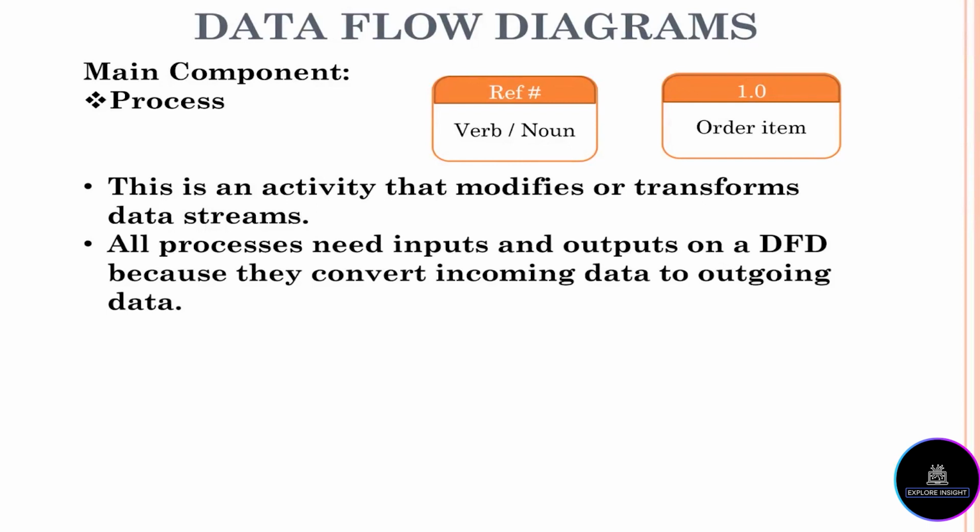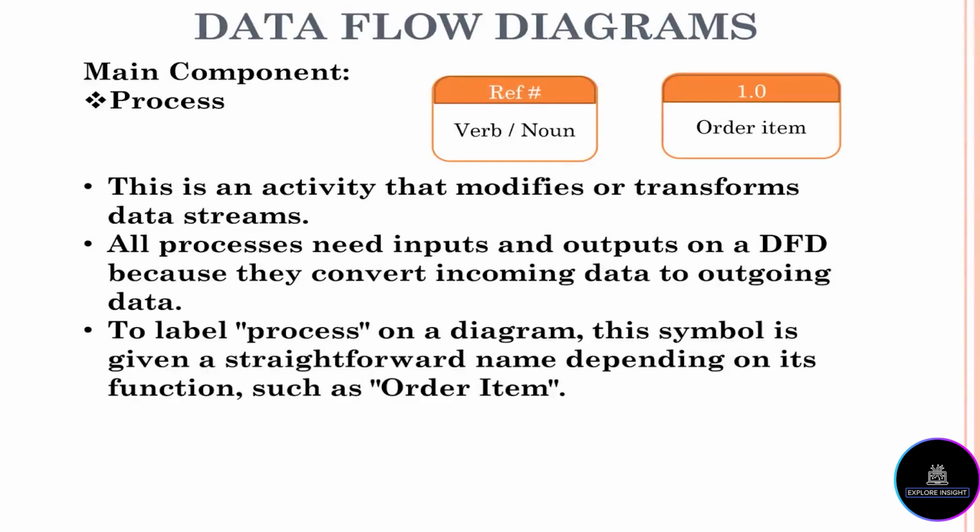Now, to label a process on a diagram, this symbol is given a straightforward name depending on its functionality, such as order item, which can be seen here. Let me quickly say that there are 2 major considerations for labeling a process. The process description must be in an active verb-noun format, and a reference number is placed above.